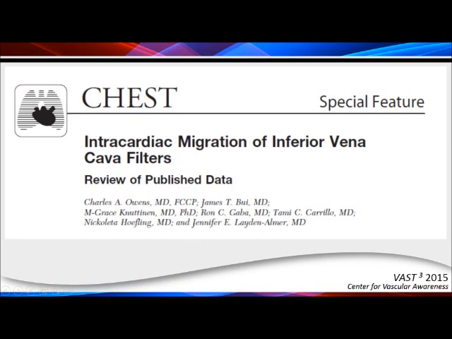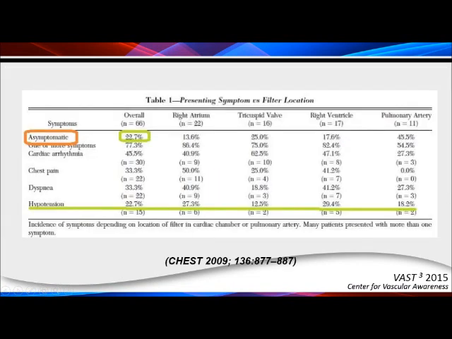It is a review of published data on intracardiac migration of inferior Vena Cava filters, and you can see that in almost 66 patients, 22% were asymptomatic, and 25% had the filter on the tricuspid valve, 45% in the pulmonary artery, and hypotension in 22% of patients. This paper is from 2009.